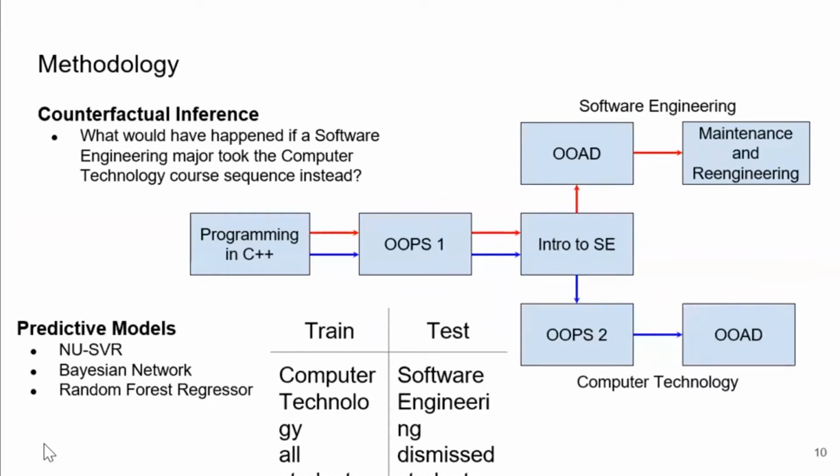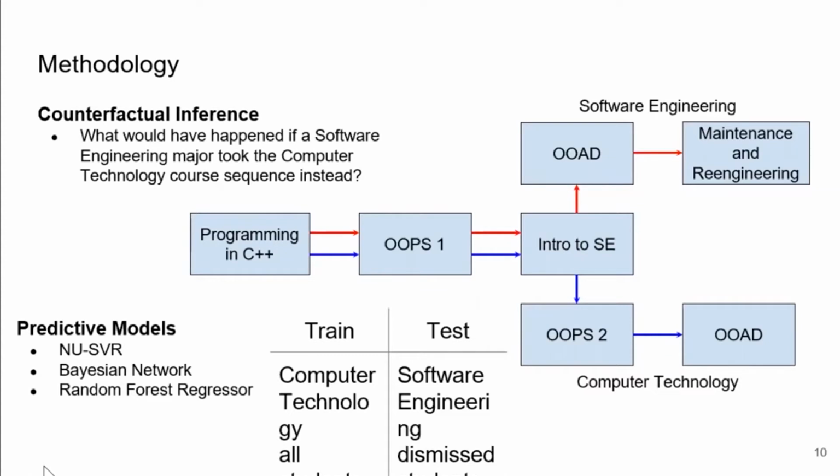We would not be able to use a randomized control experiment, as we cannot go back in time to change a student's course sequence to view how they would have done. Therefore, we use predictive models to determine the grades of the students on the alternative path. Since both course sequences have common courses, we can use those to base our predictions for how they would have done. Some of the predictive models we used were new support vector regressor, Bayesian network, and random forest regressor.